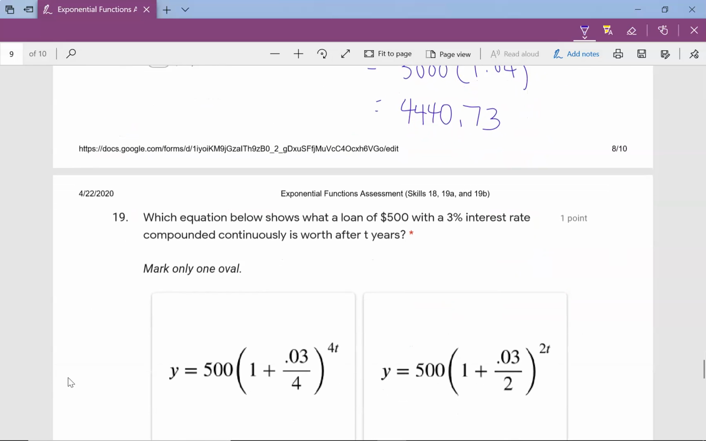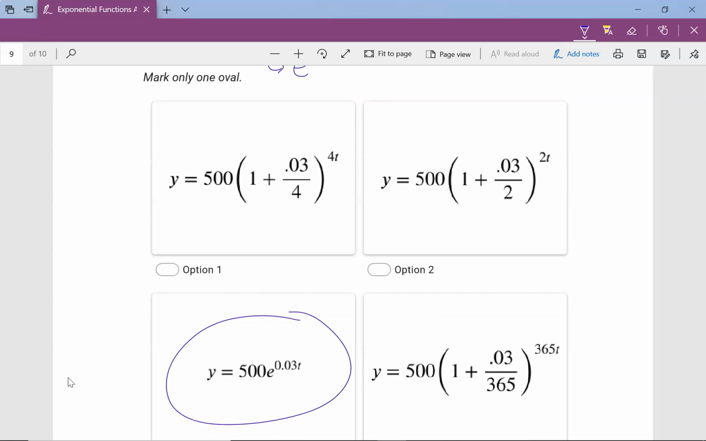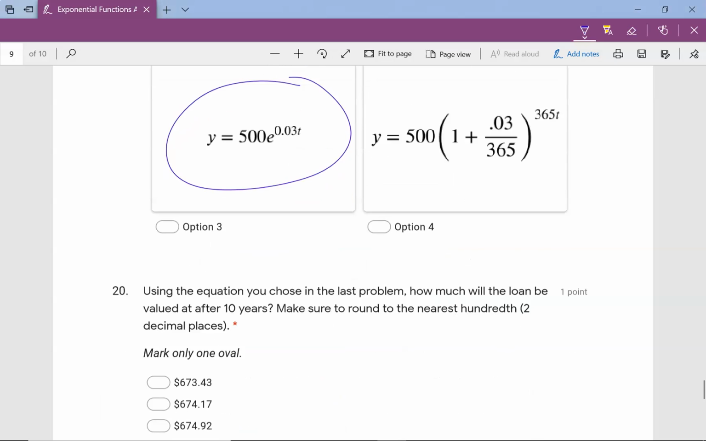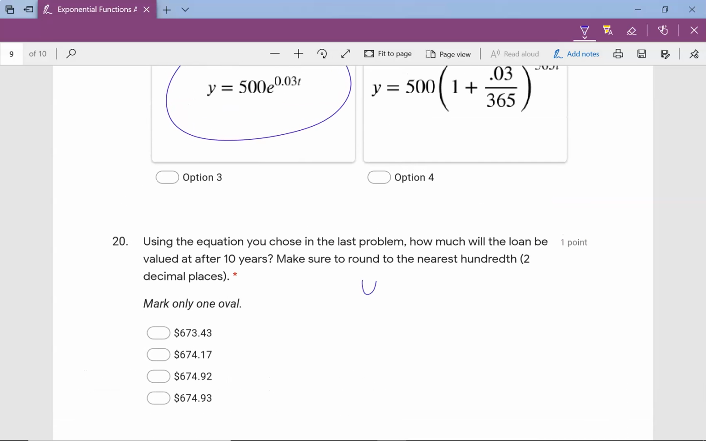All right. The next one says, which equation shows a loan of $500 with an interest rate of 3% compounded continuously? So when we talk about continuous compound interest, that's that number e. So the only option that you have with an e is this one. So then when you look at the last question, it says using the equation you chose in the last problem. So that was y equals 500 e to the 0.03 t.